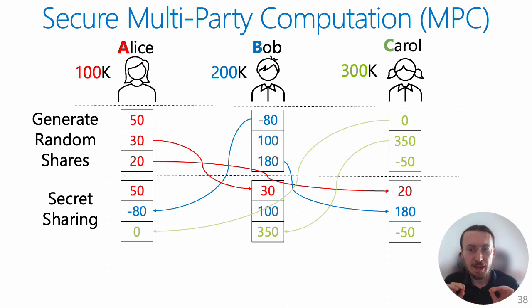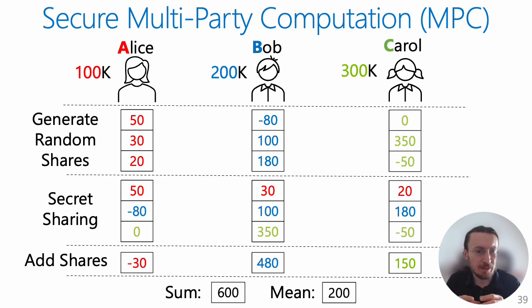So for example, Alice keeps the secret share 50, which means that if Alice keeps the secret share 50 locally, then no one else can really figure out her salary because she only shared 30 and 20, but you need also this 50 to find out that actually Alice earns 100K. So Alice keeps the secret share 50 for herself and then sends 30 to Bob and 20 to Carol. Similarly, Bob and Carol also send 2 out of their 3 shares to other parties.